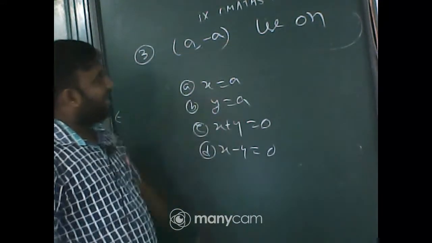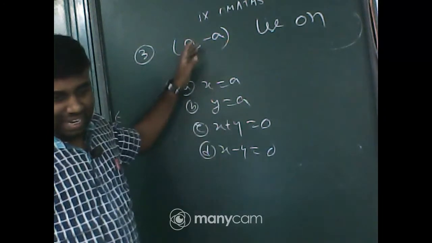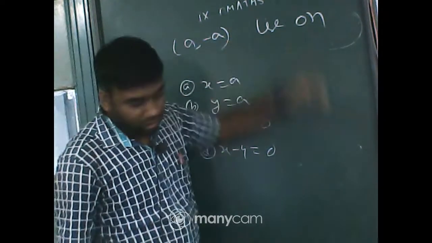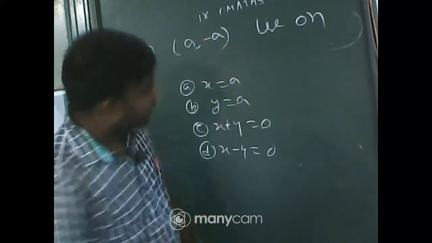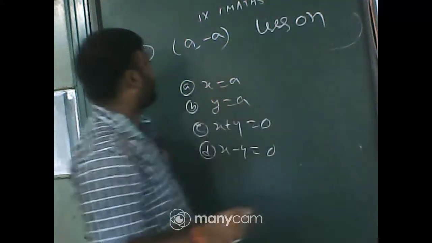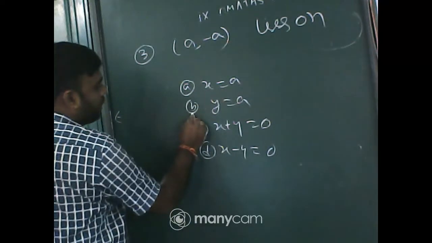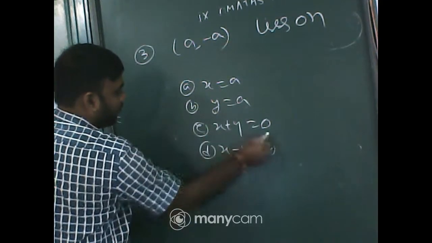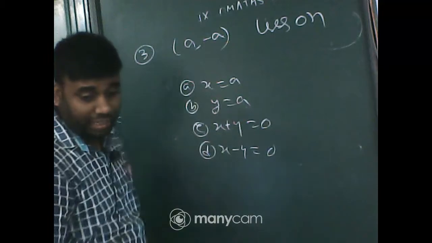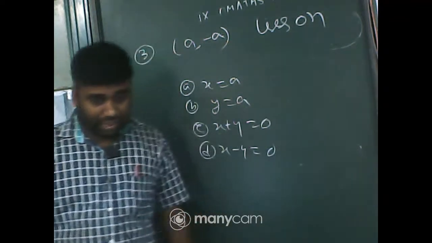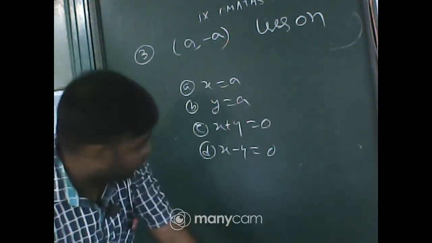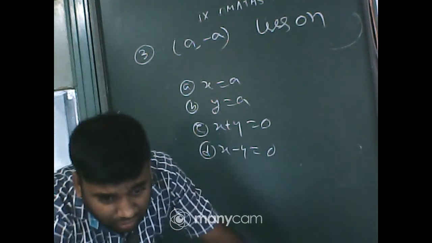The point (a, minus a) lies on which line? Option A: x equal to a. Option B: y equal to a. Option C: x plus y equal to a. And option D: x minus y equal to a. Quickly answer.